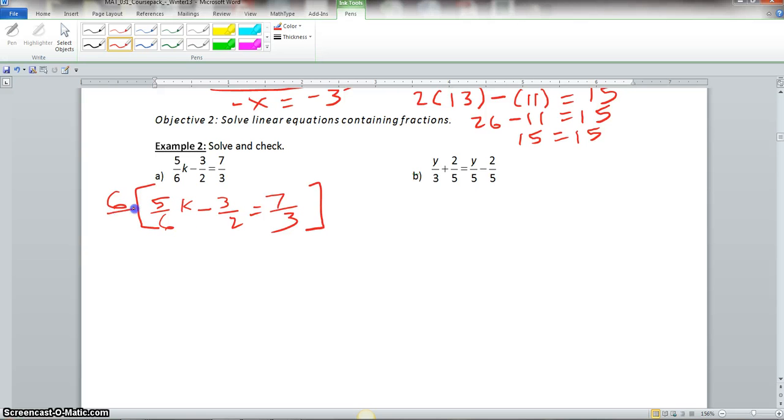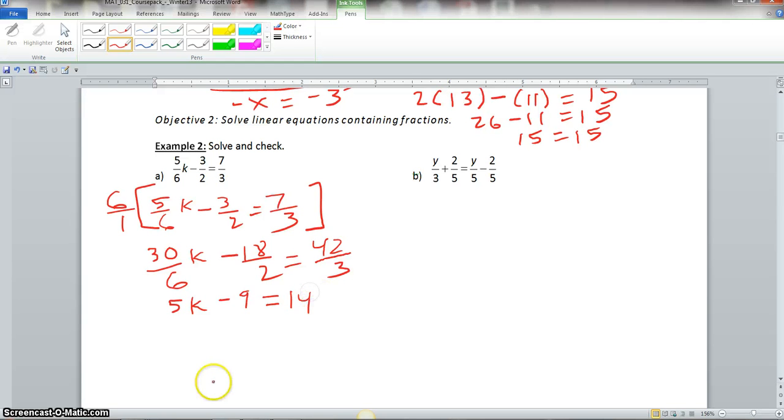Now, we'll put this as 6 over 1. So this would be 30 over 6k minus 18 over 2 is equal to 42 over 3. If we had 6 times 5, which gave us 30, and 1 times 6 is 6. 6 times 3 is 18, and 1 times 2 is 2. 6 times 7 is 42, and 1 times 3 is 3. 30 divided by 6 is 5. So it's 5k minus 18 divided by 2 is 9 is equal to 42 divided by 3 is 14.